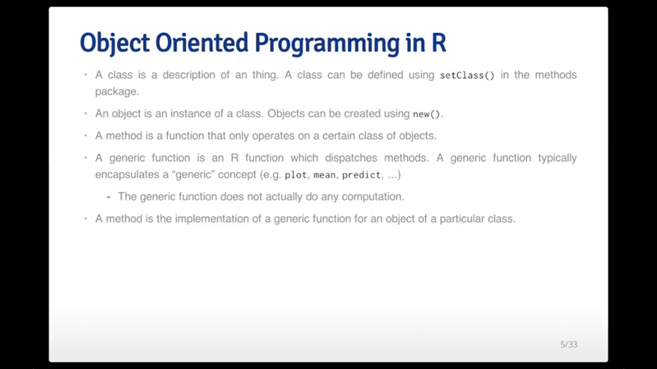So generic functions do not actually do anything. They don't do any computation. They don't do any sort of work. Their main job is to dispatch methods, and we'll talk about what that means more specifically in a second. And so a method is the implementation of a generic function for an object of a particular class. So the basic concepts are class, object, method, and generic function.